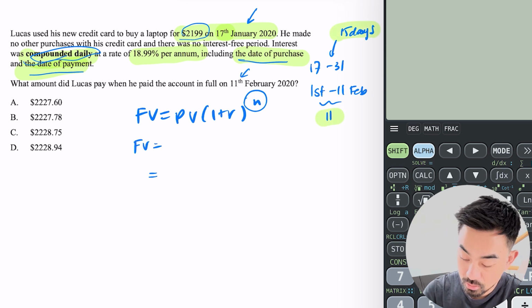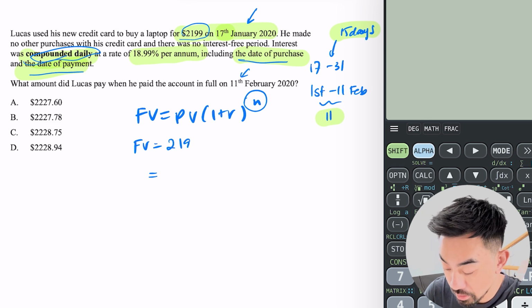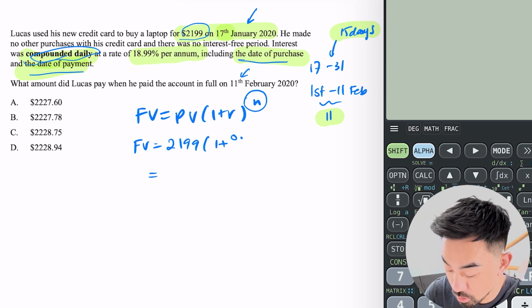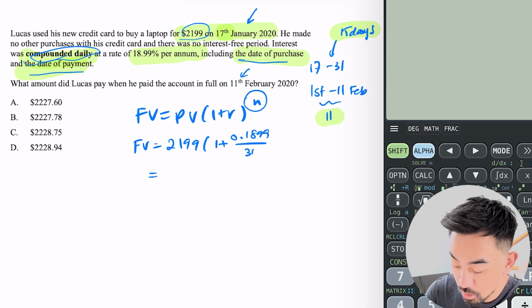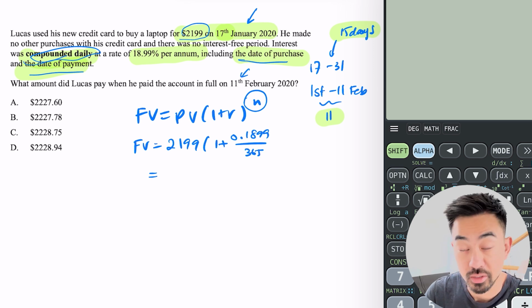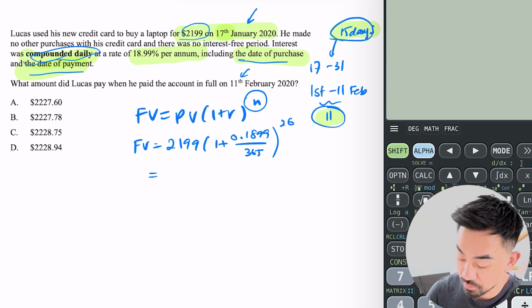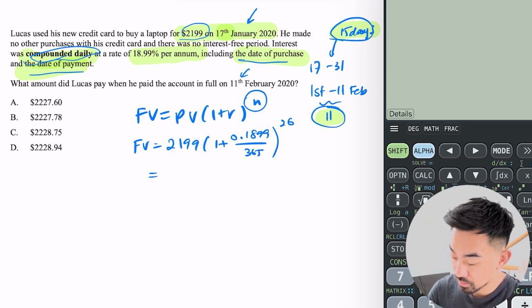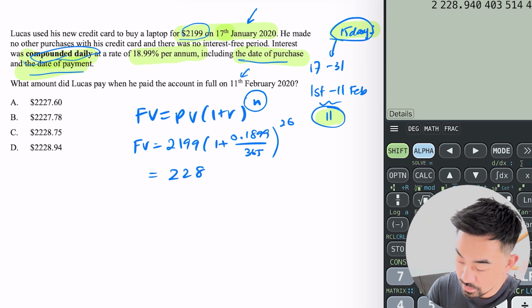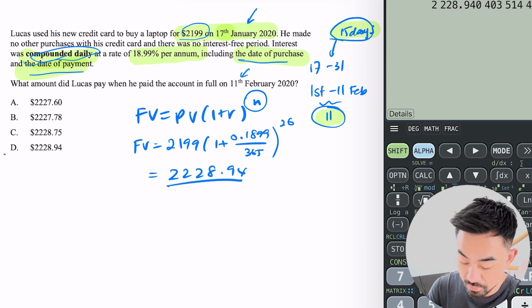So, okay, so your future value is going to be 2199 times 1 plus your rate, so 0.1899 over 365, because this is per annum, to the power of 26 days, okay? So you're 11 plus 15. So pop it in the calc, what do you get? 1 plus 0.1899 over 365 to the power of 26. So you should get 2228.94. What's that? That's going to be D.